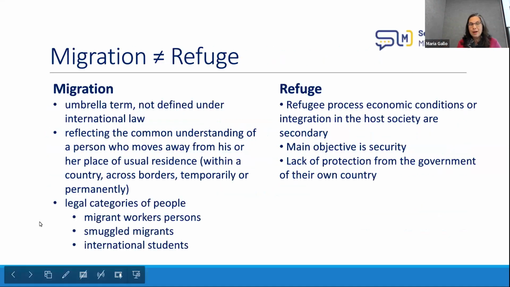So we're really starting from the bare basis and the foundation here. We're also going to talk a little bit about how migration and refuge are not the same thing.